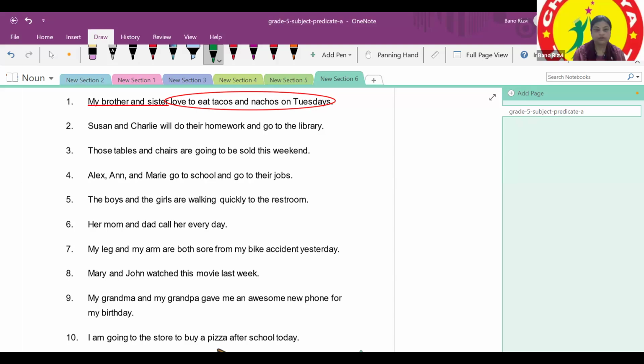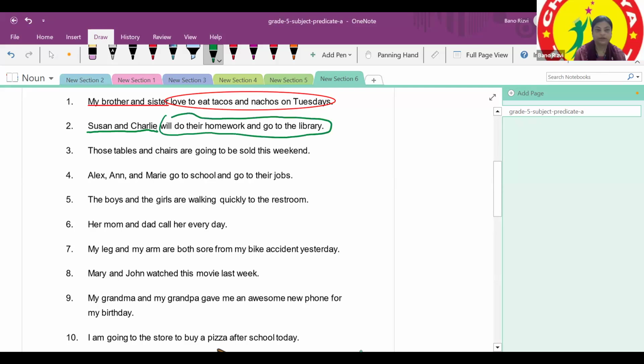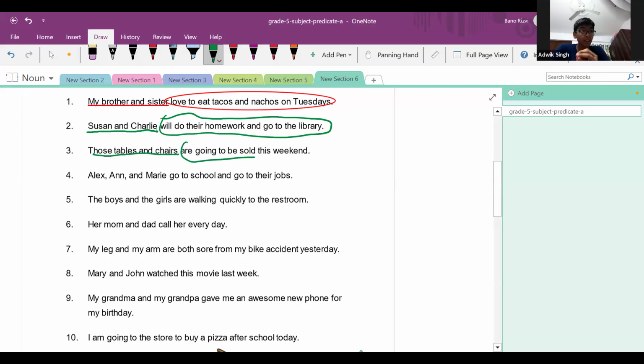Okay, let's do the answers now. All of you are done? Okay. First we'll underline the subjects. Susan and Charlie, subject. We'll do their homework and go to the library, predicate. Next one, rows, tables, and chairs will be subject, and are going to be sold this weekend is predicate.